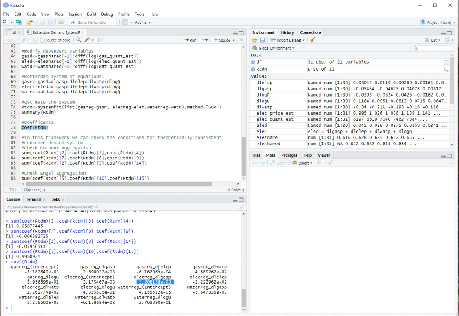I just want to show this as a way to say that yes, you can pull this off, and you can check for theoretical restrictions.